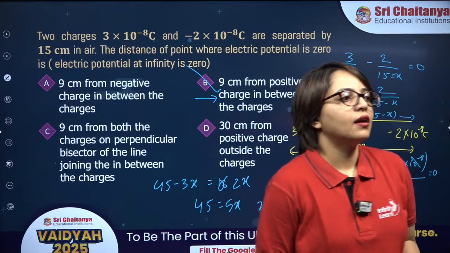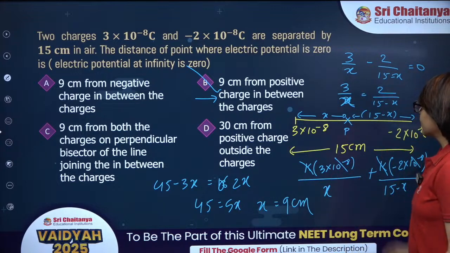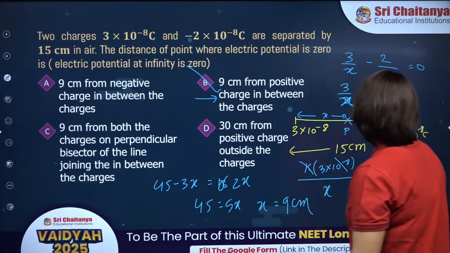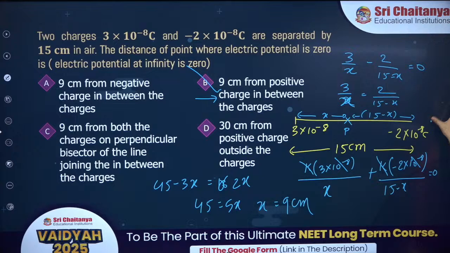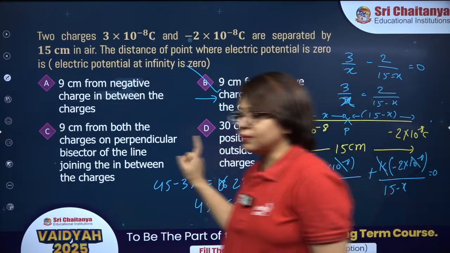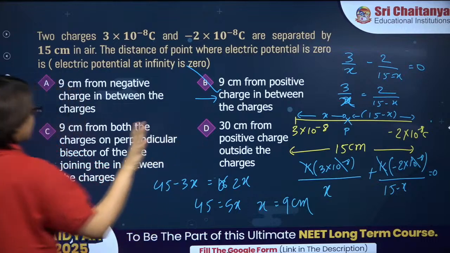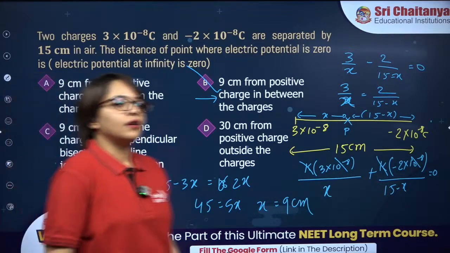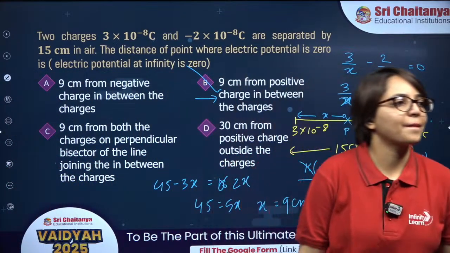That is for electric field, beta. The null point will come over here, closer to the smaller charge. That is for electric field and electric force because they are vector quantities. Here there is nothing like that.